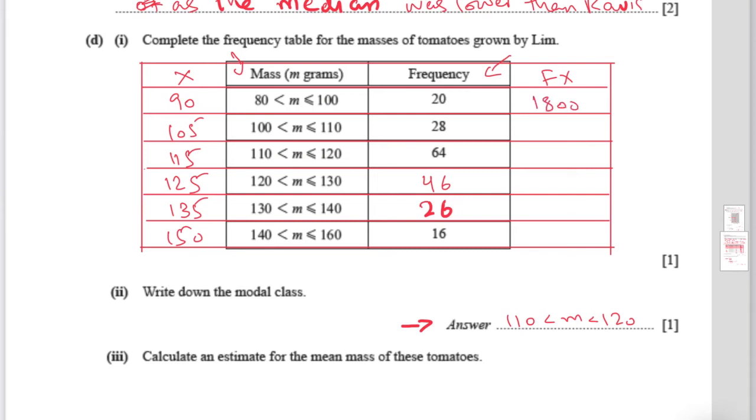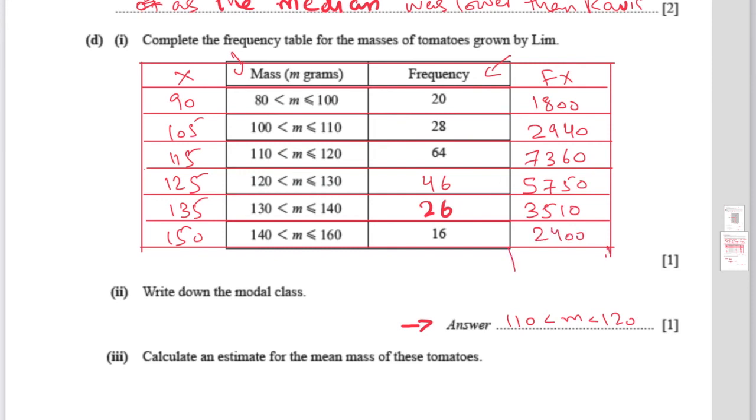Then you multiply 105 by 28, you get 2940. The next one is 115 by 64. So you get 7360. The next one is 125 by 46. You get 5750. The next one is 135 times 26. You get 3510. The next one is 150 times 16, which gives us 2400.